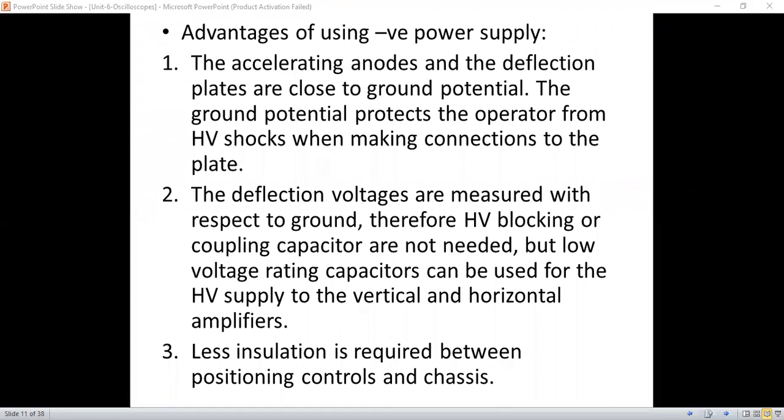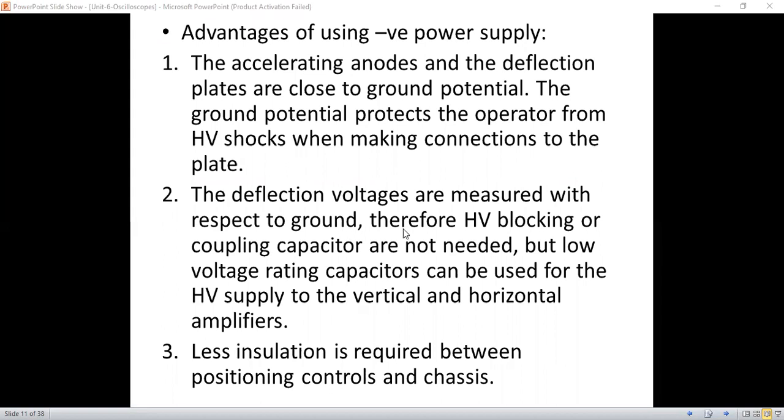Suppose 200 volt is there, suppose 220 kV voltage, or you want to measure some protection circuit, we have to connect that one. And in that situation, someone is going to operate that one. So to protect the operators from the high voltage shocks, we are maintaining the ground potential here now. So when making the connection to the plate, while doing the connection plates here.